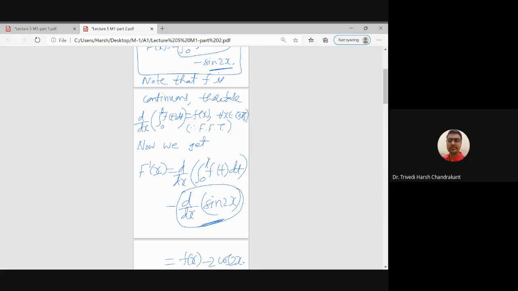So this is actually coming from the first fundamental theorem. So I think that 0 term won't come here.